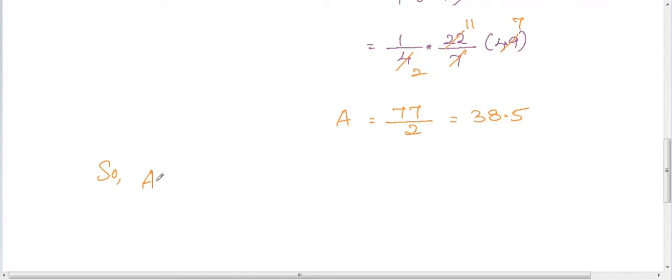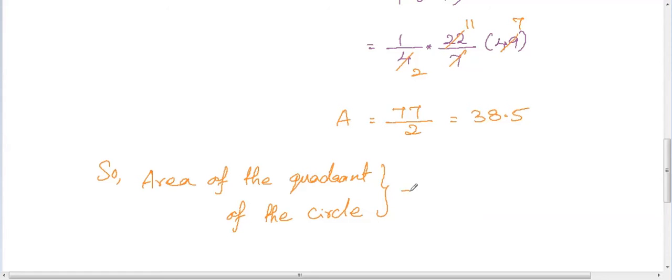So we can conclude that the area of the quadrant of the circle is 77 by 2 centimeters square, or 38.5 centimeter square.